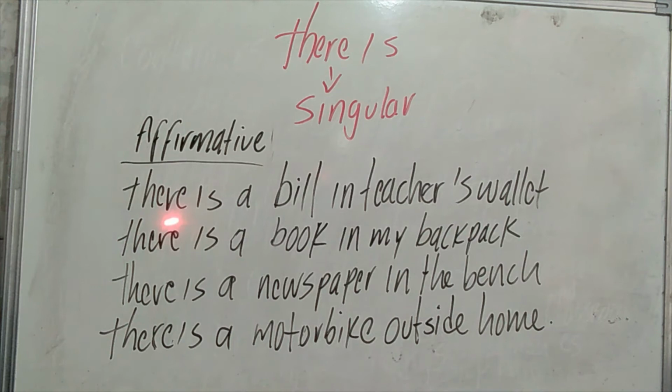Hay un billete en la cartera del profe, ¿no? Dice, there is a bill in teacher's wallet. Hay un billete en la cartera del profe. There is a book in my backpack. Dice, hay un libro en mi mochila. There is a newspaper in the bench. Dice, hay un periódico en la banca del parque, ¿no? Dice, there is a motorbike outside home. Hay una motocicleta fuera de la casa.